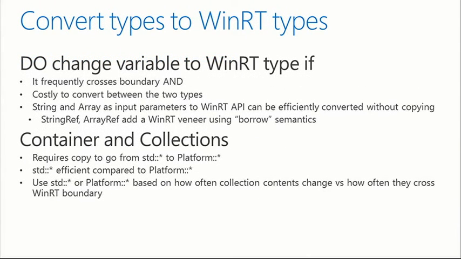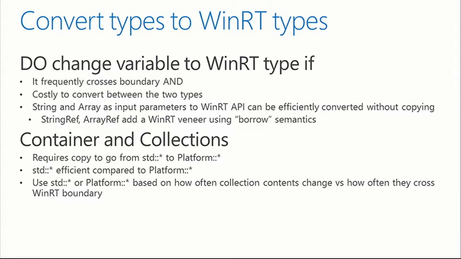Convert types to WinRT types. Okay, so you already have code. Do you want to convert those types to WinRT types? I'll get to questions soon after. Do you want to change your types to WinRT types? Yes, sometimes. Why? If you are frequently going to pass this data across the WinRT API boundary, and it's costly to go between your native type and the WinRT type, you may want to consider converting it to a WinRT type.